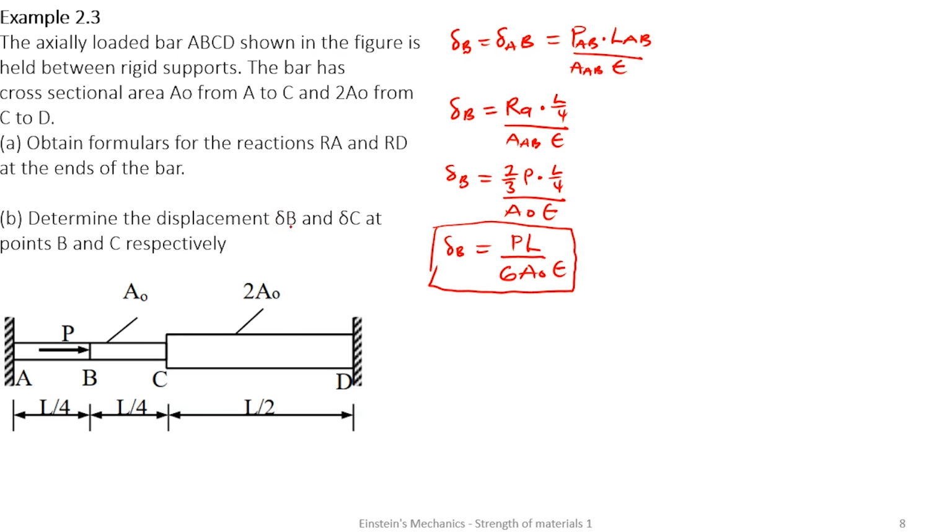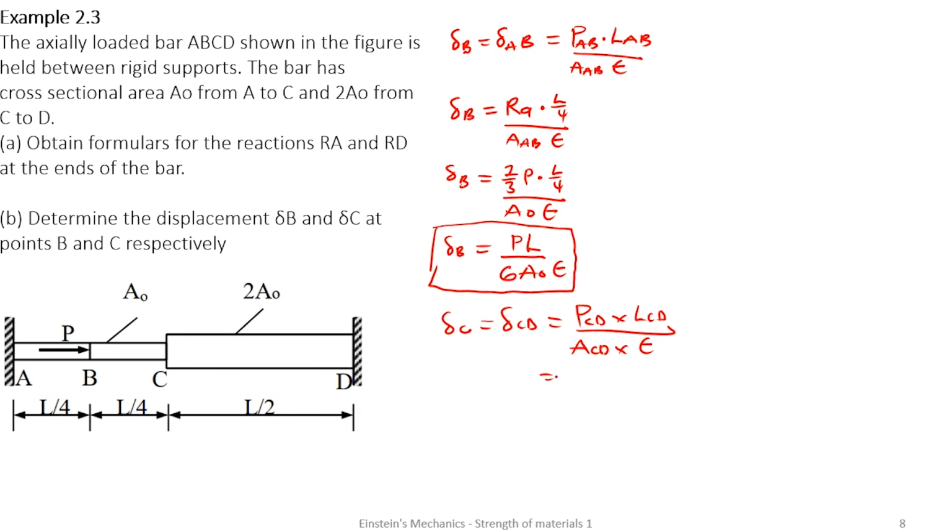at B. Then at C, I can also say the displacement at C is the same as from C to D, since it is a continuous bar. A to B is also continuous. Going to be C to D, which is giving us the same thing, a force in CD multiplying the length of CD on the area of CD times the E.